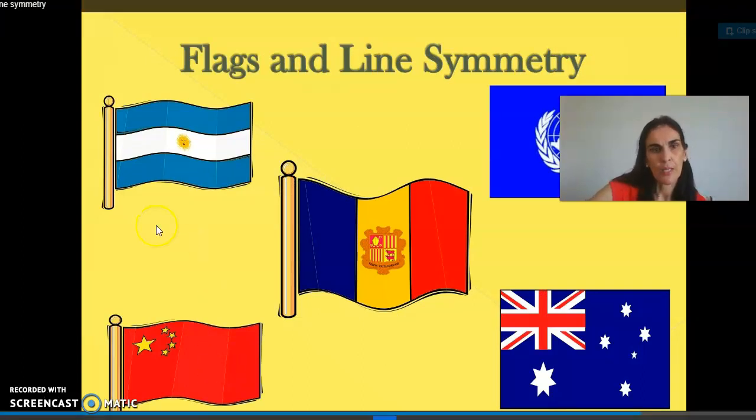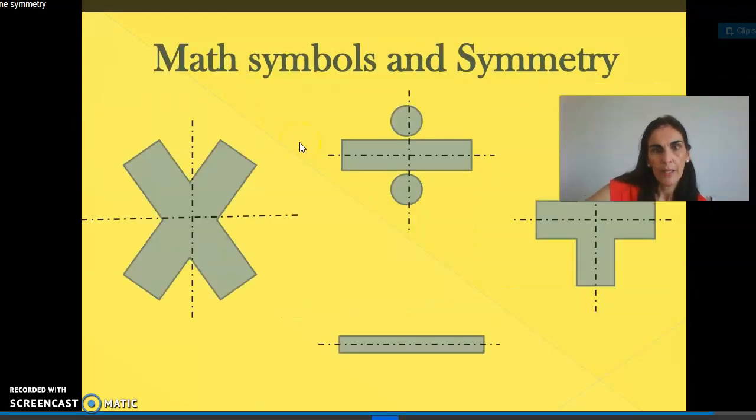More symmetry in the flags, in these flags, okay? And in the math symbols and symmetry, okay? So you can see vertical and horizontal lines of symmetry.